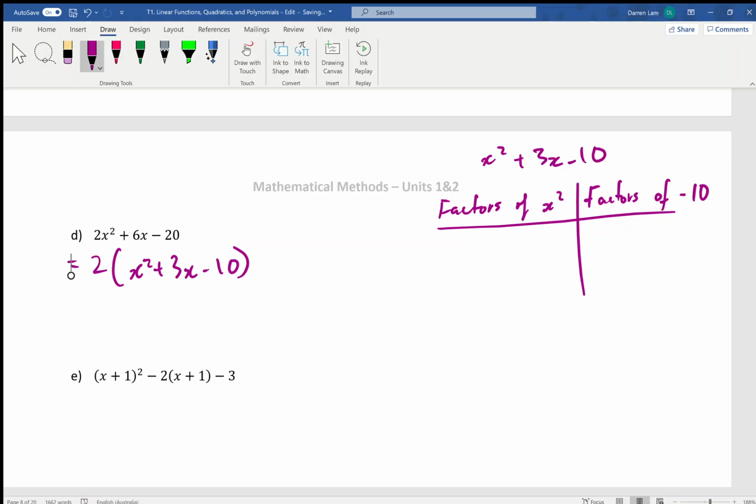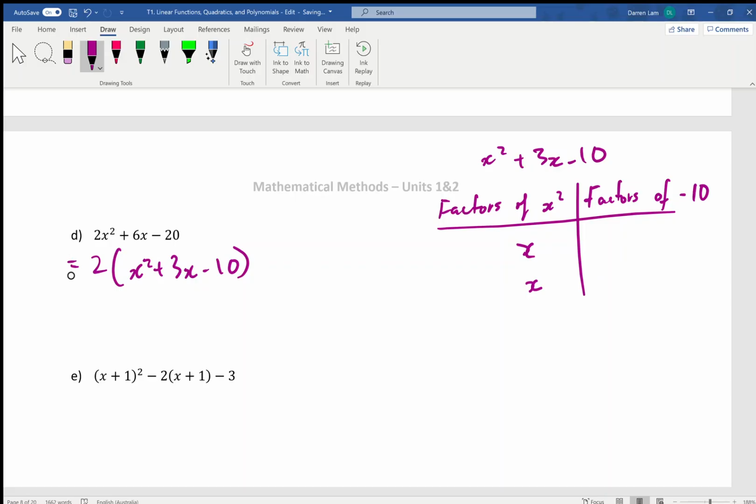X. So x and x. I'm going to write x and x over here. Now when you do this, you don't have to write out all these words. You can just do it however you like, but I'm just going to teach it this way. What are the factors of negative 10? There's a lot, right? Realistically, there's 1 and negative 10, negative 1 and 10. But let's focus on this as an example.